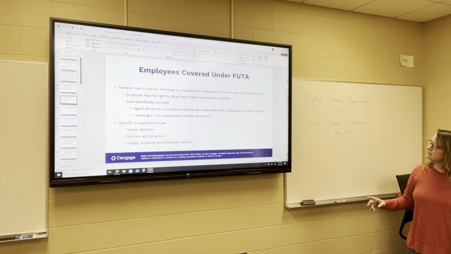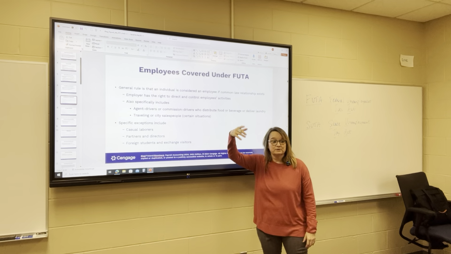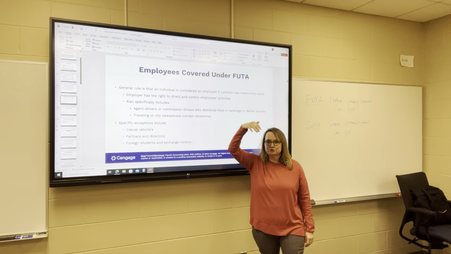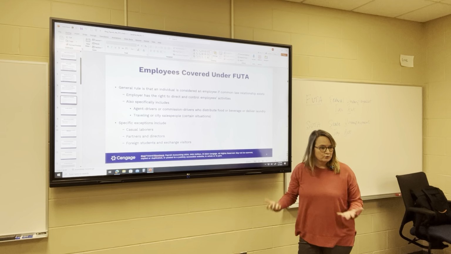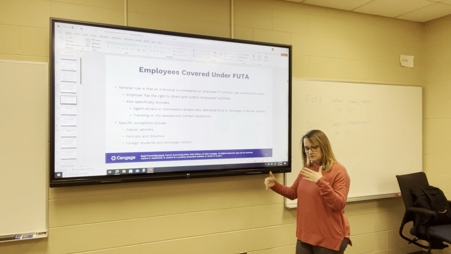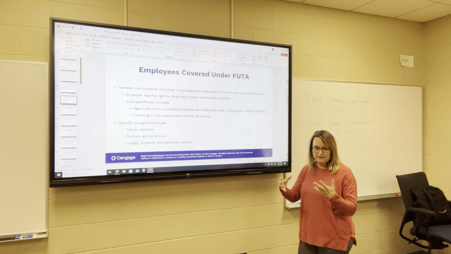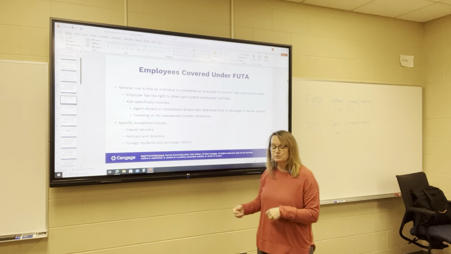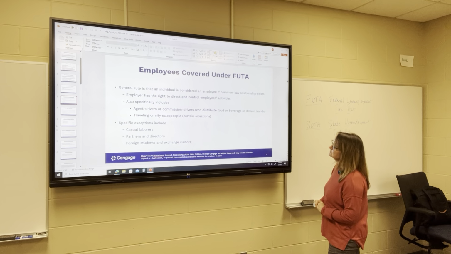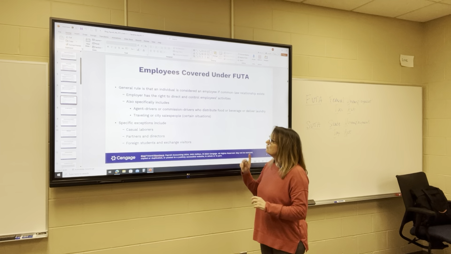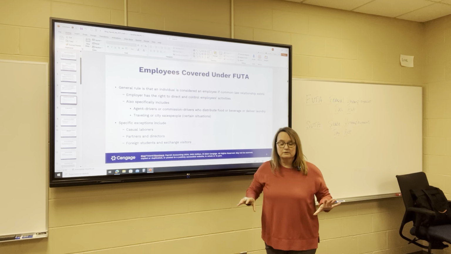So an individual is generally considered an employee if that common law relationship exists. We talked about that way back in chapter 2, that common law relationship. So it all has to do with the facts and circumstances of who has control over how the work is done, when the work is done, how an individual is paid. Remember, we had that financial and behavioral control, so the same sort of definition. If the employer has the right to direct and control employees' activities, they're an employee. There are a couple of classifications that are specifically included regardless of that control issue.